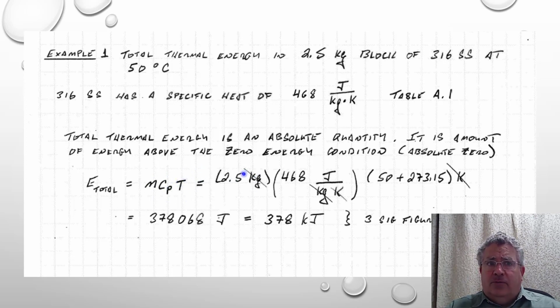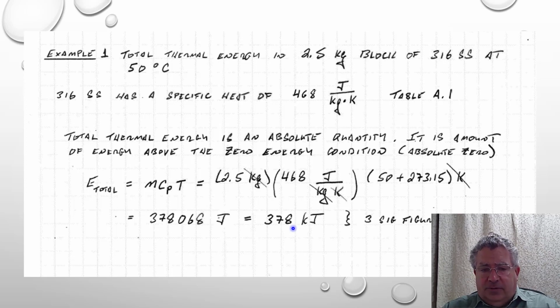So we have 2.5 kilograms of material. Its specific heat is 468 joules per Kelvin per kilogram. And then we multiply it by 50 degrees, but we have to convert that to its absolute temperature. So we add 273.15 to that, and that gets us Kelvin. So we end up with the total thermal energy inside this 2.5 kilogram block is 378,068 joules, or 378 kilojoules.